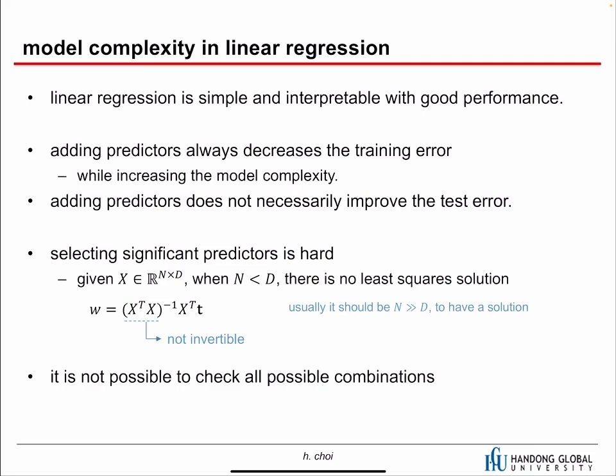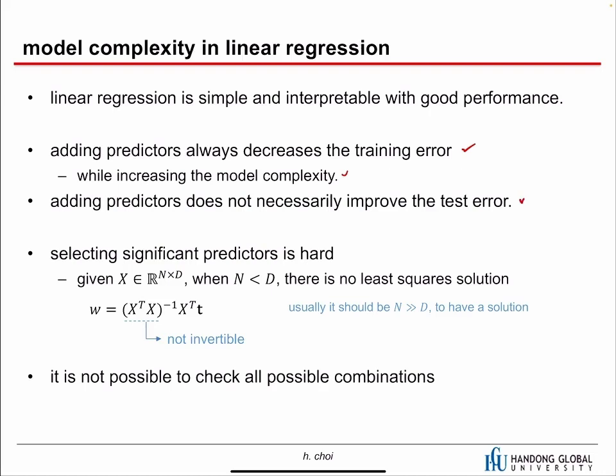Okay, now let's talk about the model complexity in linear regression. So I think you're already familiar with linear regression. And linear regression is simple and interpretable with good performance. Okay, so adding predictors always decreases the training error. It means we have more features and we can increase the model complexity, and then we can always decrease the training error with the bigger model. Okay, and then adding predictors does not necessarily improve the test error because we might have an overfitting problem.